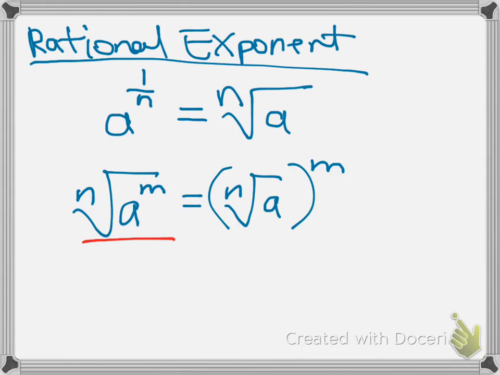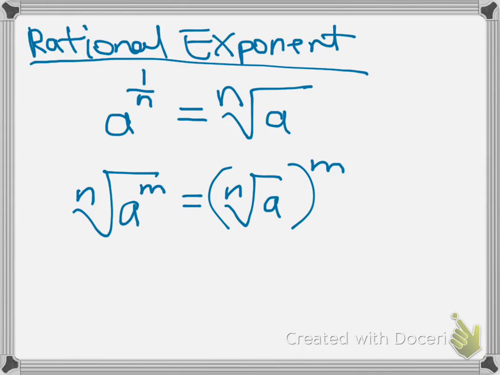On the left side of this equation, what we're doing first is raising a to the mth power, and then we are taking the nth root. So we're doing the exponent first and the root second. On the right side of the equation, we're doing the opposite. We're taking the root first and then raising it to the mth power. But all this is saying is that it doesn't matter what order you do this in. So let's convince ourselves that that is true.